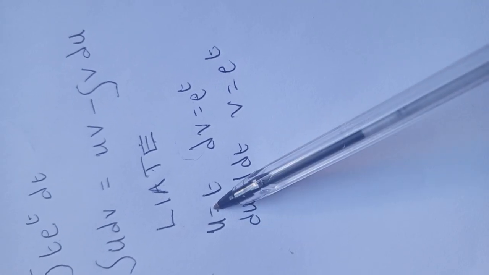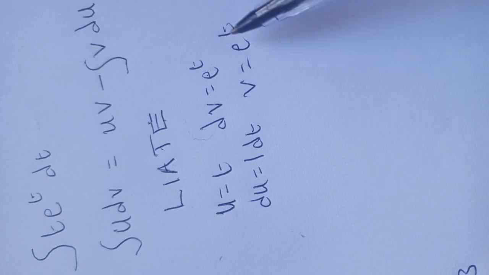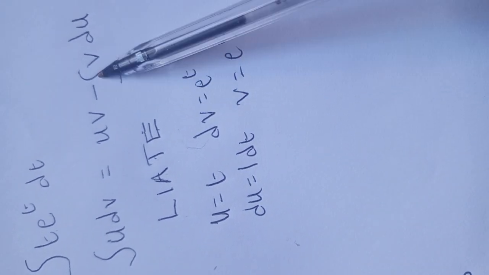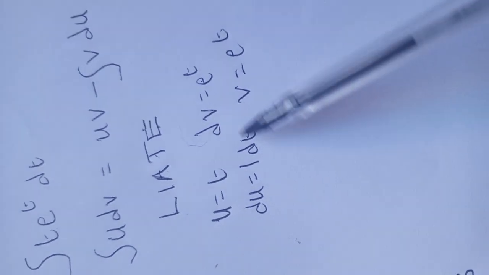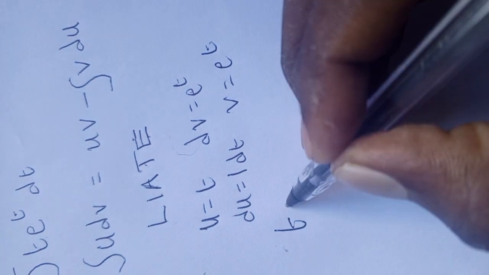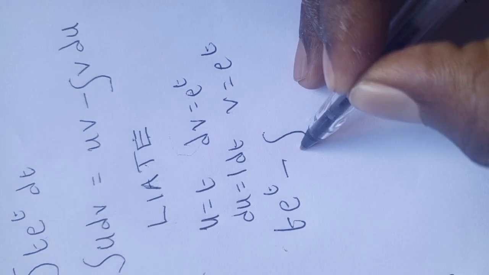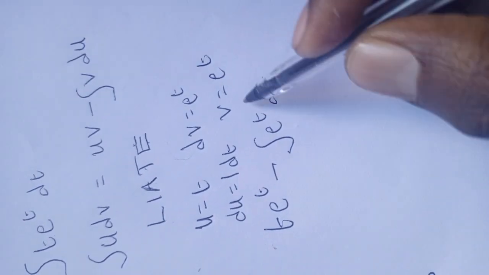So now you have u, you have du, you have dv, you have v. The first thing is v multiplied by u. Then subtract the integral of v multiplied by du. So let's write that. So what is our u? Our u is t. What is our v? Our v is e to the power t, minus this one v. Now what is our du? Our du is the same as just what? dt.